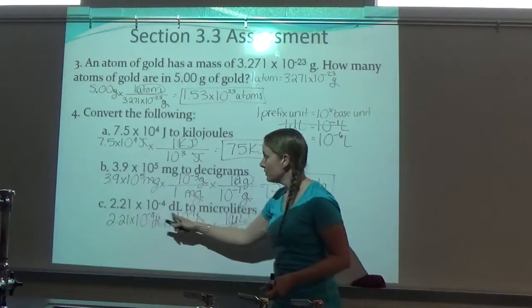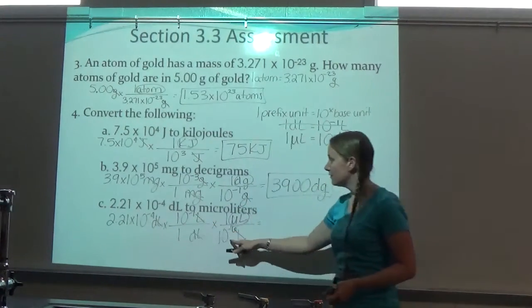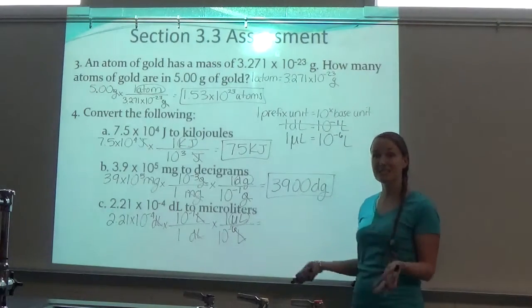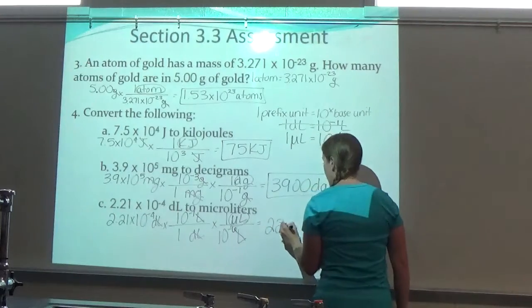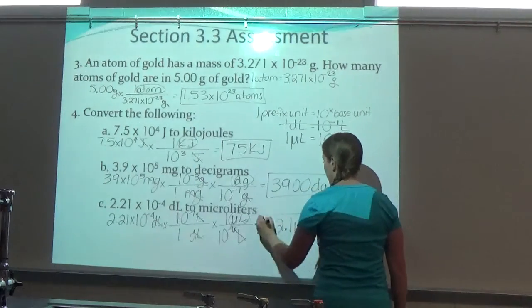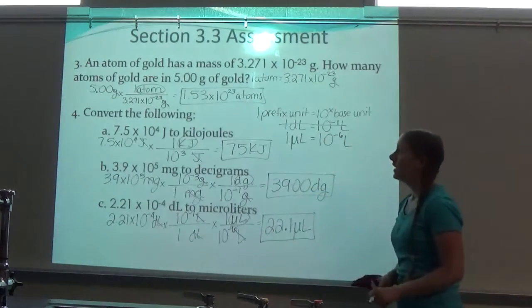So I'm going to multiply my top 2 numbers and divide by that 10 to the negative 6 since it's on bottom. And so once I do that, I get 22.1 microliters. All right, whew.